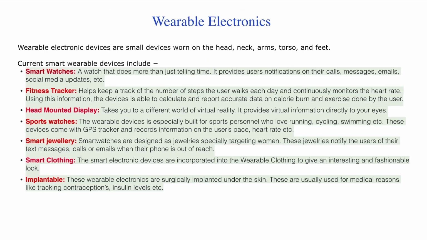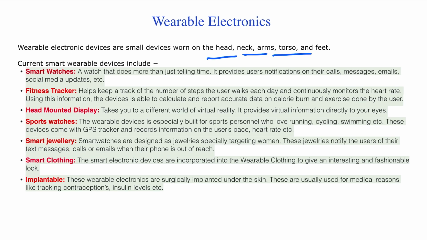Wearable electronics. So some IoT devices are worn in the form of devices. So these are wearable electronics. Wearable electronics devices are small devices worn on the head, neck, arms, torso, and feet. On different parts of our body, we can wear these wearable devices.